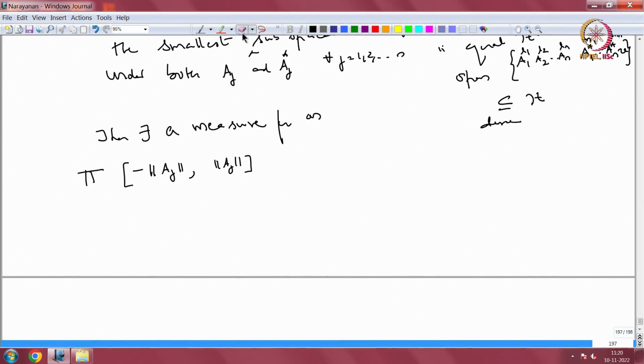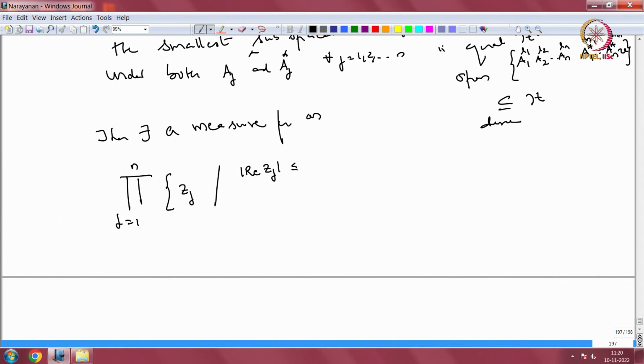So, I should write this as a domain in Cn. So, you look at a measure on the product j equal to 1 to n of Zj, where Zj is such that the real part of Zj is less than or equal to norm Aj, and the imaginary part of Zj is less than or equal to norm Aj. Remember, for one operator this is what we had, it was something inside the complex plane, but this is sitting inside Cn now.